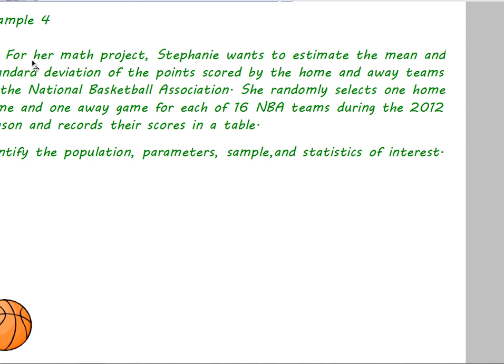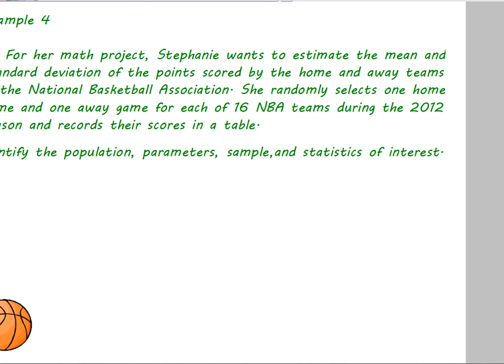Finally, we have a math project, and Stephanie wants to estimate the mean and standard deviation of the points scored by the home and away teams in the NBA. She randomly selects one home game and one away game for each of 16 different NBA teams during the 2012 season and records their scores in a table. So let's talk about what the population, parameter, sample, and statistic would be for her study.